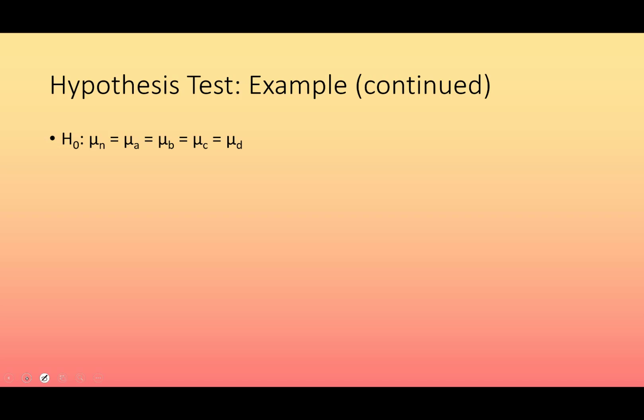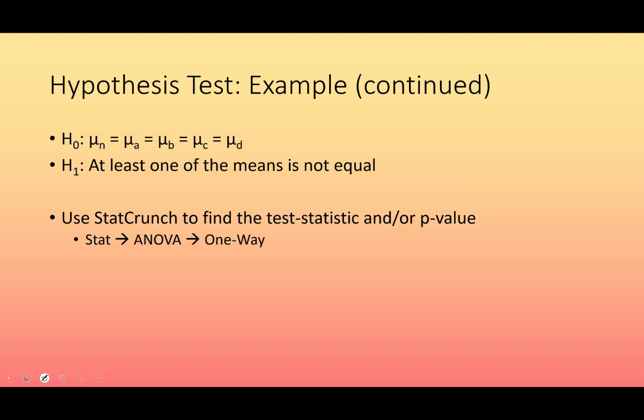Our alternative hypothesis is that at least one of the means is not equal. And again, this won't tell us which mean. It'll just indicate whether or not we need to continue doing more tests to figure out which mean is not equal. So now we're going to go ahead and go into StatCrunch, and we're going to find the test statistic and the p-value, and we're going to go to the menu Stat, ANOVA, and then One Way.